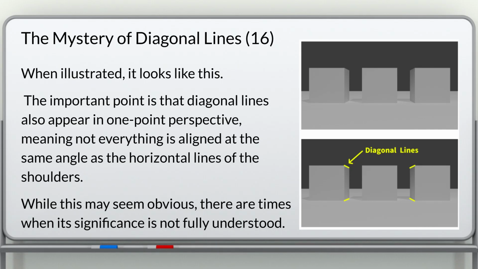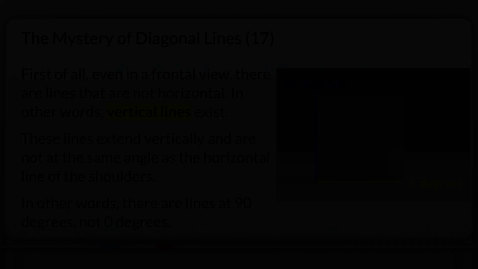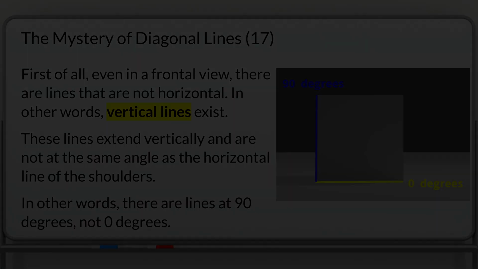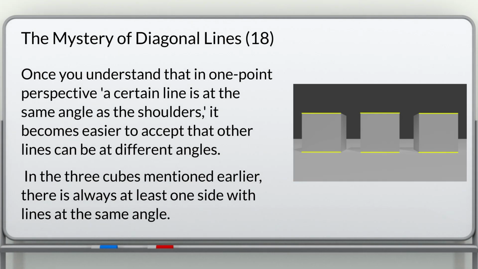While this may seem obvious, there are times when its significance is not fully understood. First of all, even in a frontal view, there are lines that are not horizontal. In other words, vertical lines exist. These lines extend vertically and are not at the same angle as the horizontal line of the shoulders. In other words, there are lines at 90 degrees, not 0 degrees. Once you understand that in one-point perspective a certain line is at the same angle as the shoulders, it becomes easier to accept that other lines can be at different angles.